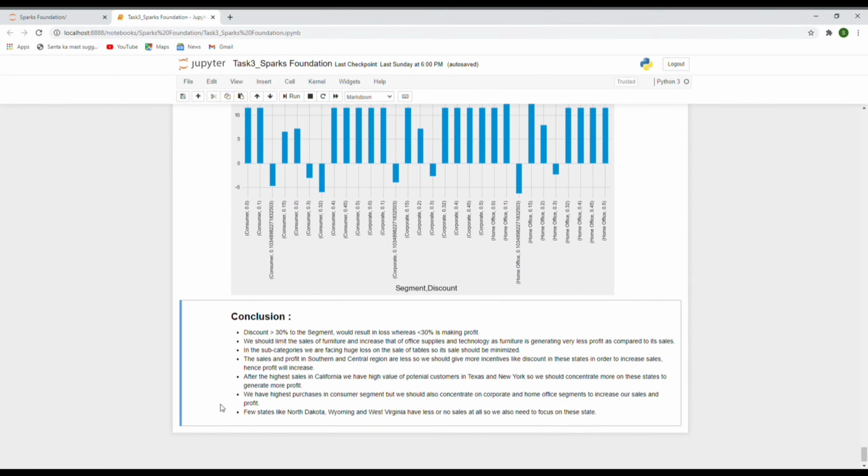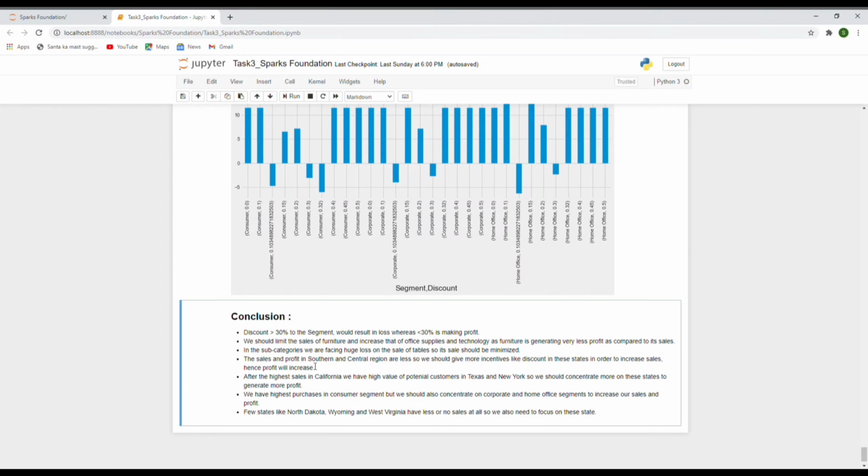After performing EDA on this dataset, we have come up with a very good conclusion, that is, a discount of more than 30% to the segment would result in loss, whereas a discount of less than 30% is making profit. We should limit the sales of furniture and increase the sales of office supplies and technology, as furniture is generating very less profit as compared to its sales. In the subcategories, we are facing huge loss on the sales of tables, so its sales should be minimized.